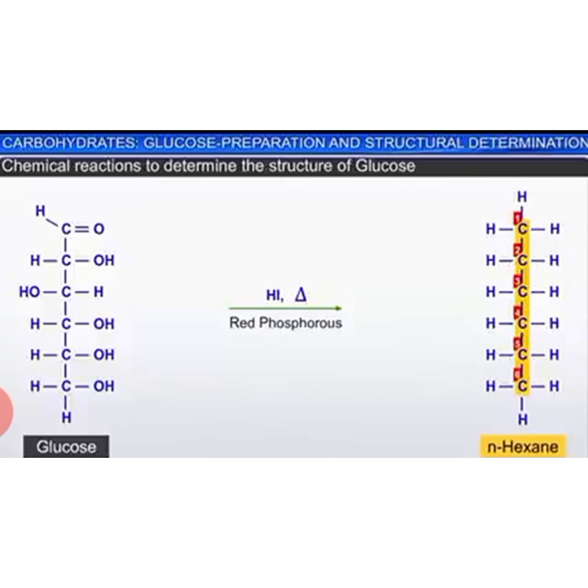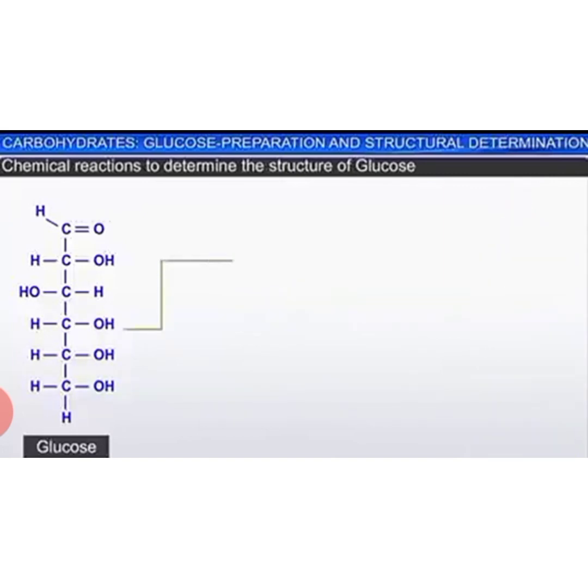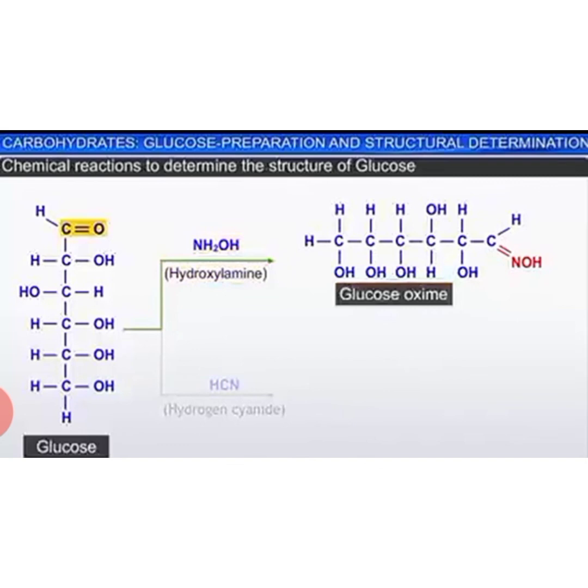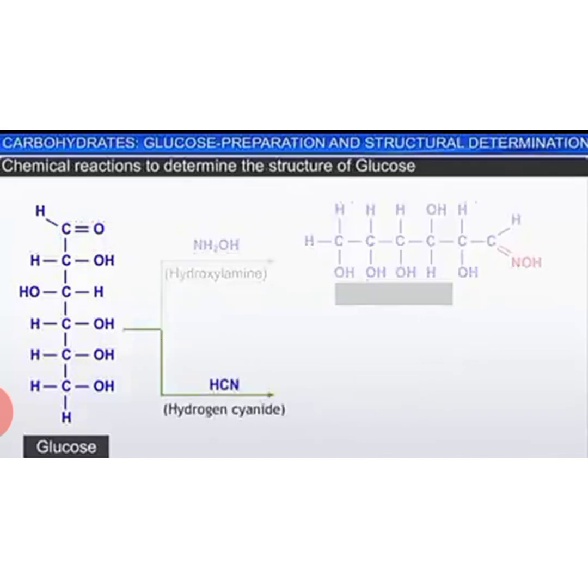The reactions of glucose with hydroxylamine and hydrogen cyanide also provide similar evidence. Glucose reacts with hydroxylamine to form glucose oxime, which shows the presence of a carbonyl group. Additional evidence supporting the presence of a carbonyl group is provided by the reaction of glucose with hydrogen cyanide. Glucose reacts with hydrogen cyanide to give glucose cyanohydrin.